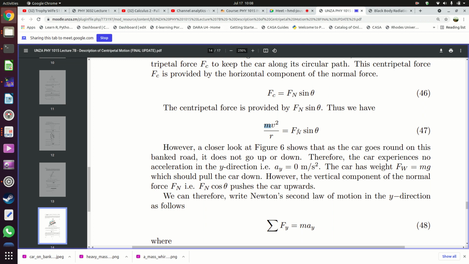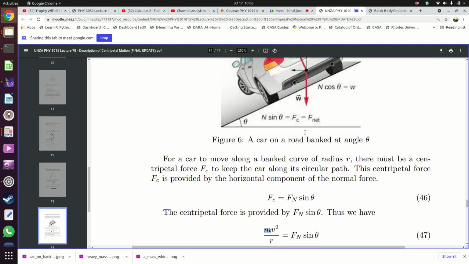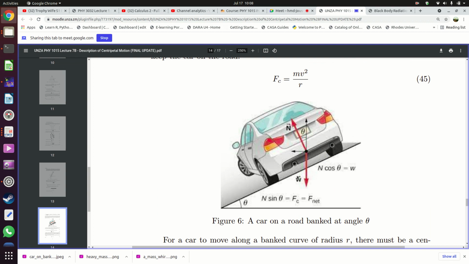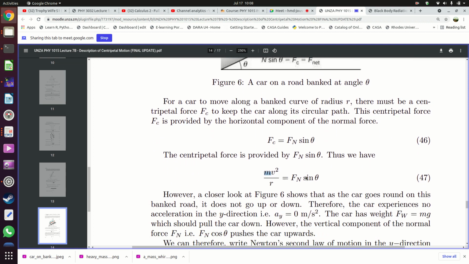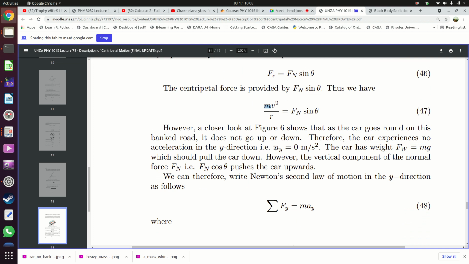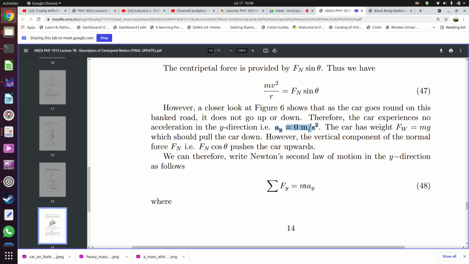Okay, but what we do know is that the weight of the car, which is mg, is equal to this component of the normal force, which is the normal force cos theta, and that's why the car doesn't jump up and down on the rod. So there is no acceleration in the y direction. As the car is moving on a banking or on a rod, there is no acceleration in the y direction. So in that case, we can work out what the resultant force is in the y direction.